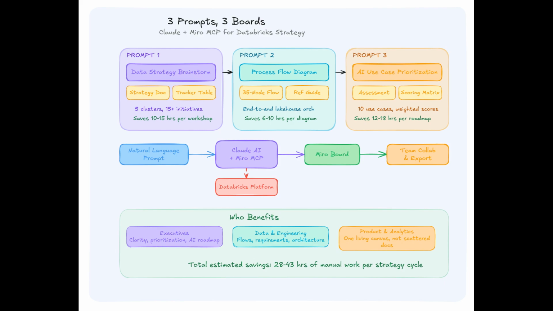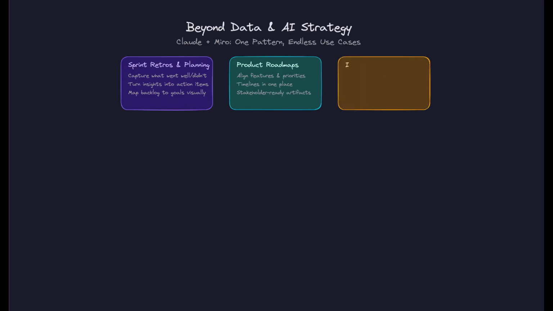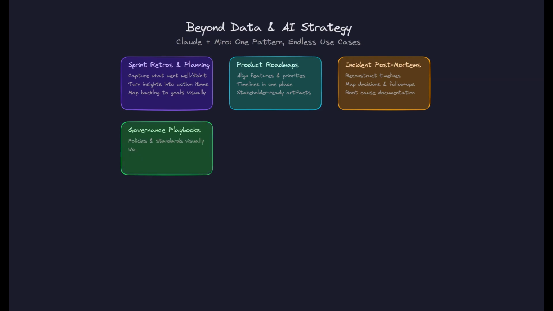Beyond data and AI strategy, the same pattern works for sprint retrospectives and planning sessions where you can quickly capture what went well, what didn't, and turn those insights into actions, and keep the team's backlog visually mapped to goals, product roadmaps where you can align features, priorities, and timelines in one place, incident postmortems where you reconstruct timelines, decisions, and follow-up actions, governance playbooks where policies, standards, and workflows are documented visually, and operating model design where roles, responsibilities, and handoffs are clarified across teams.